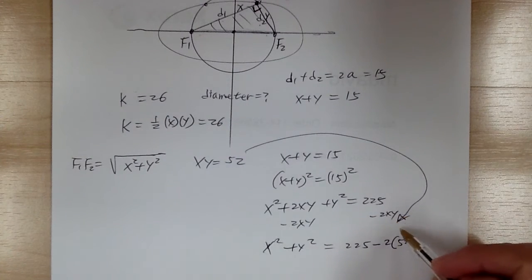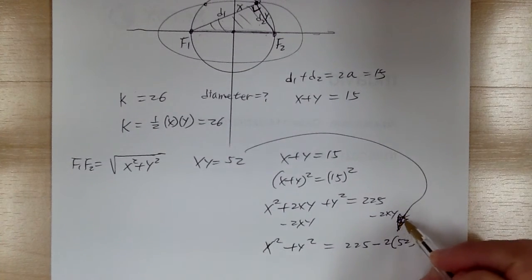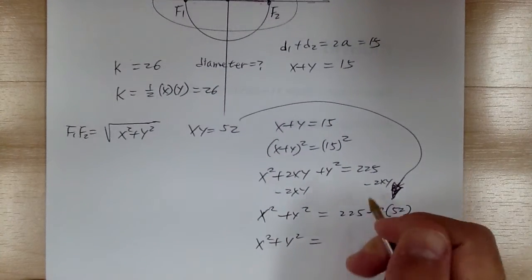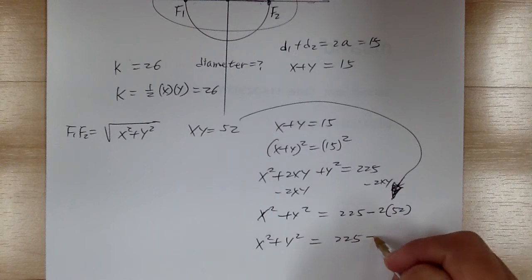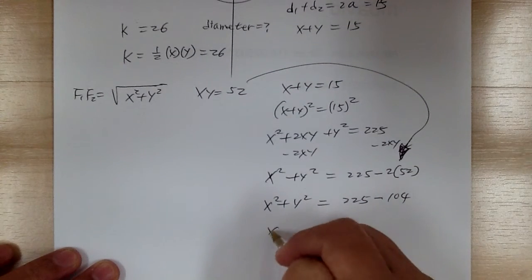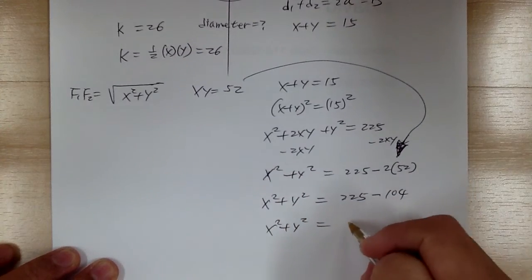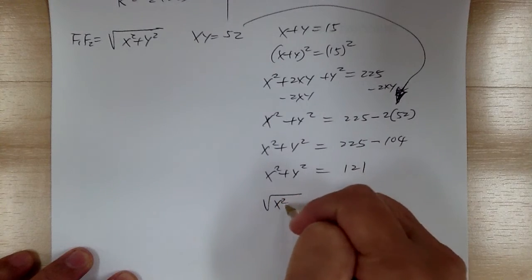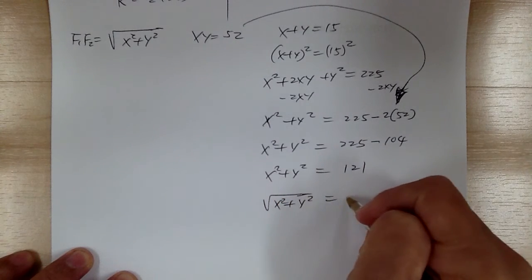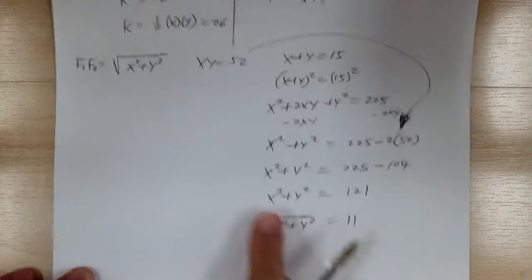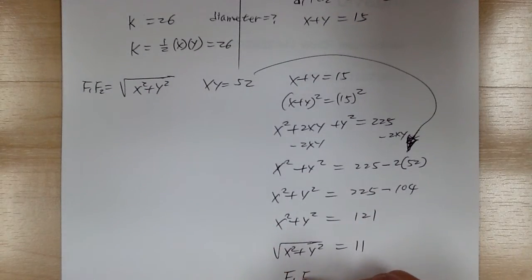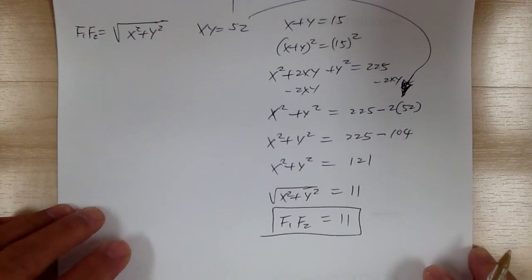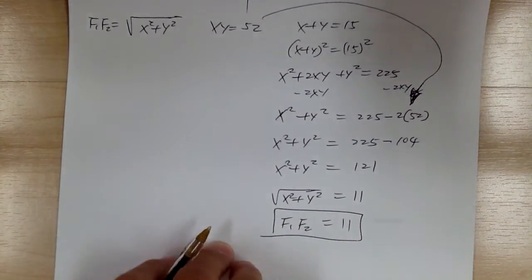Substitute this into here. So x squared plus y squared equals 225 minus 104, so x squared plus y squared equals 121. The square root of that equals 11, and that's what we're looking for. So F1 F2 equals 11. Okay, let's go to the next one.